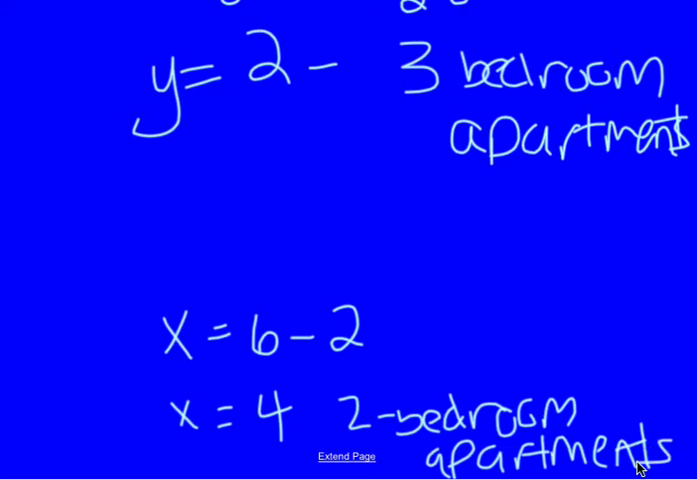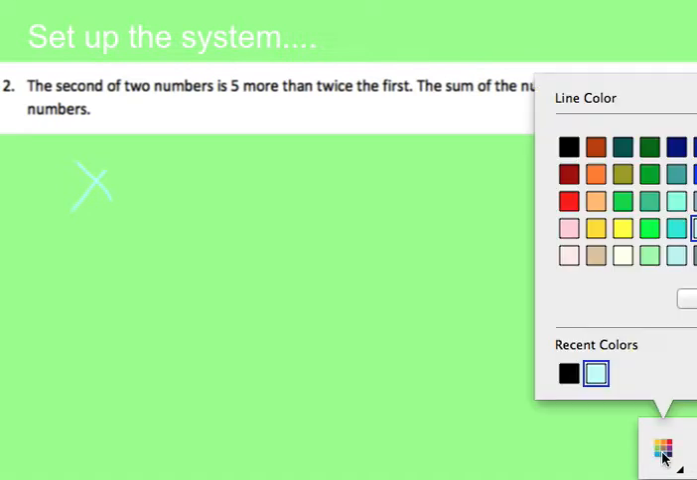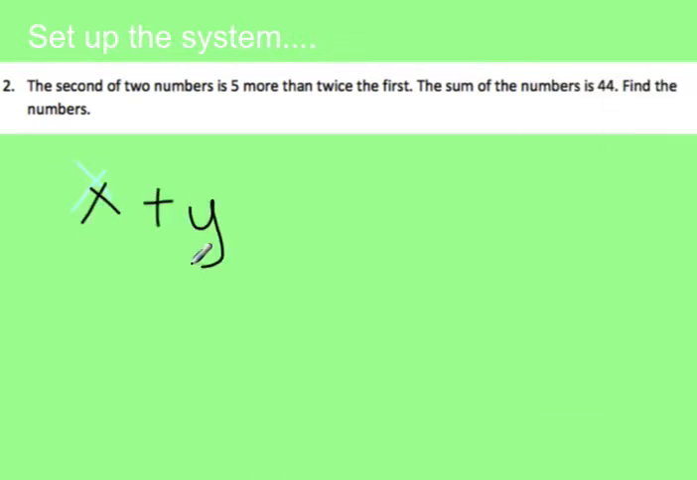Let's take a look at number 2. The second of 2 numbers is 5 more than twice the first. The sum of the numbers is 44. Find the numbers. The sum of the numbers is 44, so I'm going to focus on that first. That means my 2 numbers are going to add to 44.